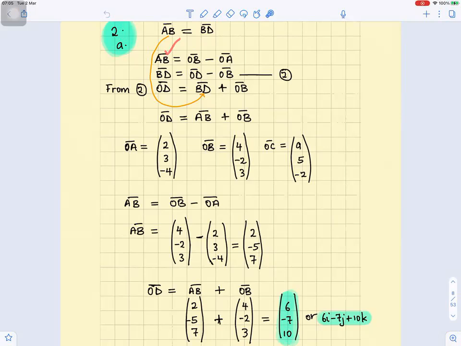But AB is OB minus OA. Remember, it's the second letter minus the first letter. So to go from A to B, you get OB minus OA. To go from B to D, it's OD minus OB. And from equation 2, we can have OD is the same as BD plus OB. So we take minus OB to this side, it becomes plus OB. And OD now is AB plus OB.